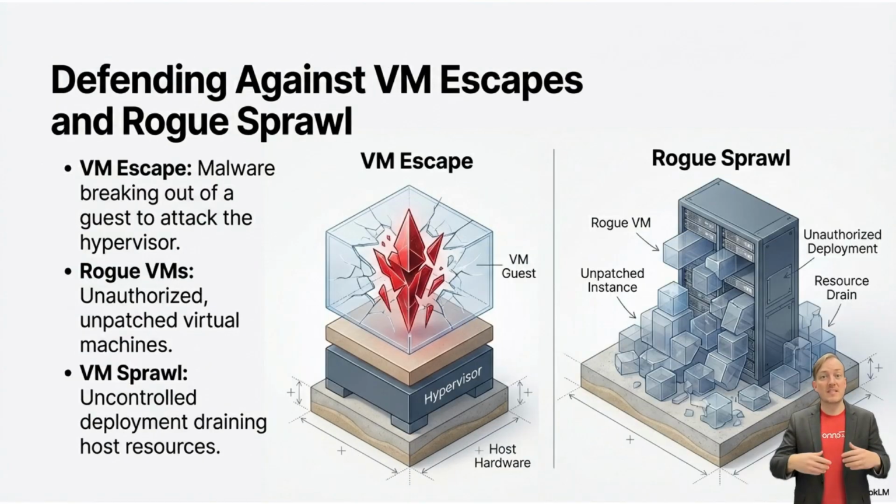Security is critical here, especially defending against VM escapes and rogue sprawl. A VM escape is a severe vulnerability where malware breaks out of a guest machine to attack the hypervisor directly. You must also monitor for rogue VMs, which are unauthorized and unpatched virtual machines. Finally, avoid VM sprawl, which is the uncontrolled deployment of machines that slowly drains host resources.